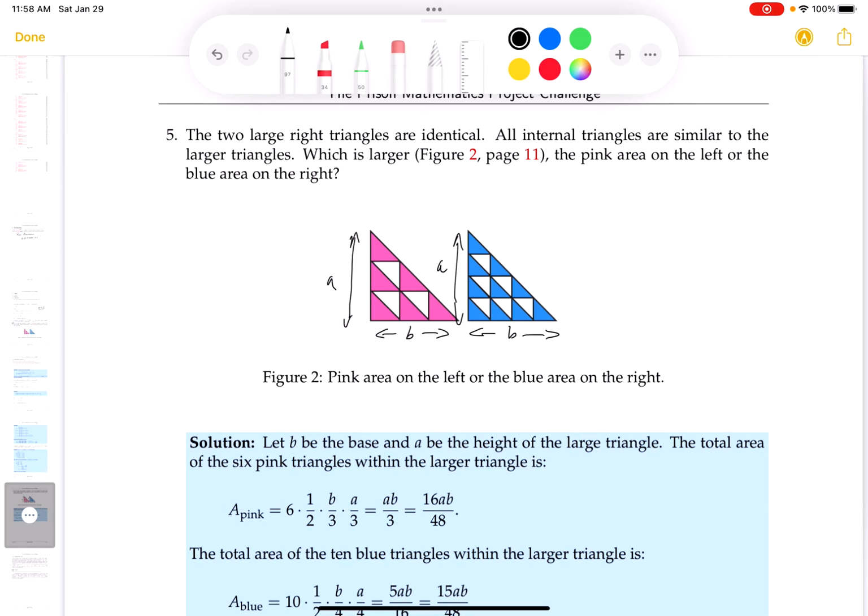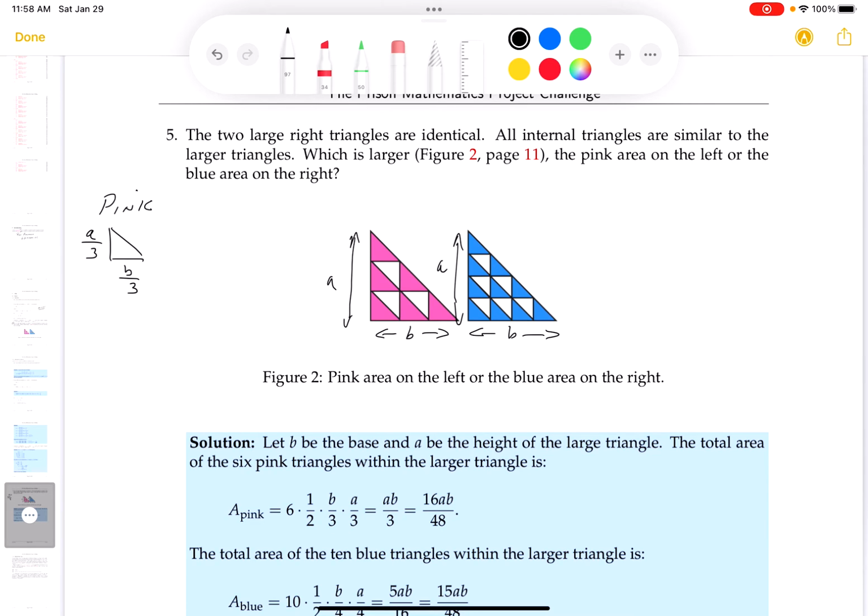It says the internal triangles are similar to the larger triangles. Well, if they're similar, they're just scaled. That's all they are. So if I did the pink triangle, what would its base be? Its base would be B over 3. And what's its height going to be? A over 3.